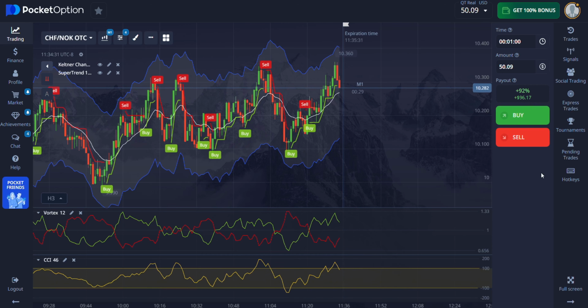I see the moment. I'll be entering from the maximum pullback. That's often the most strategic point.